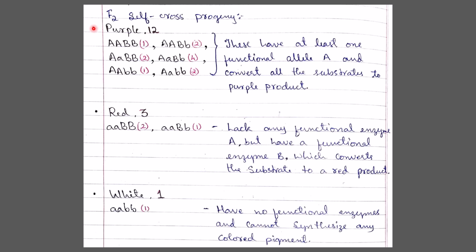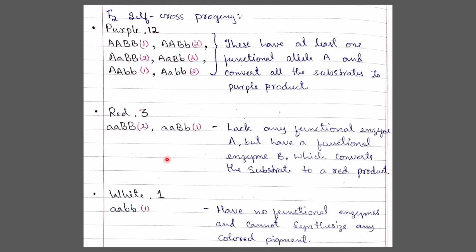So here I told you 12 is to 3 is to 1 ratio, right? So here 12 of them are purple. All these genotypes have at least one functional allele A. As you can see here, all of these have at least one functional A allele that converts all the substrate into purple product.